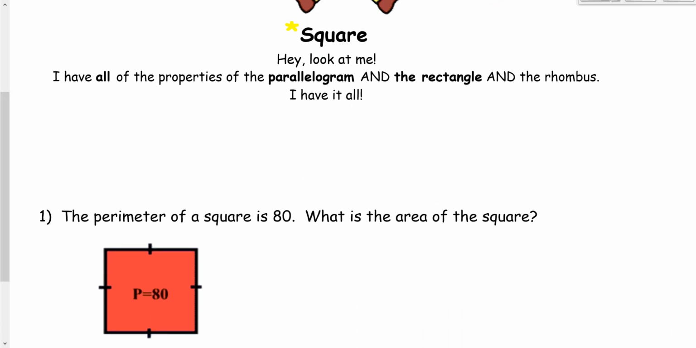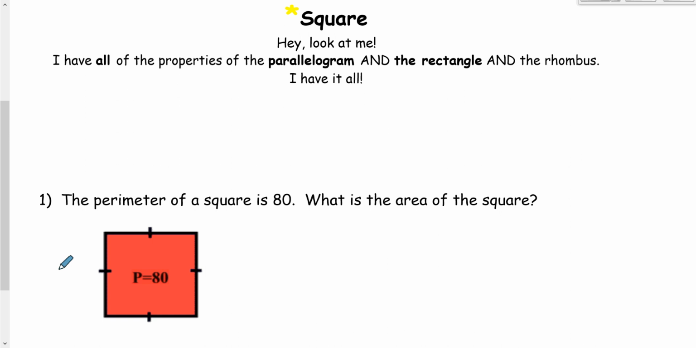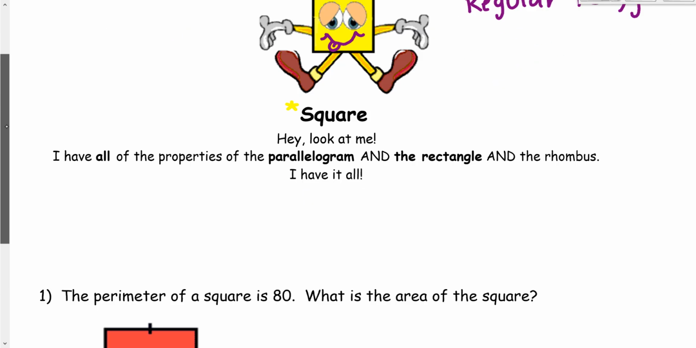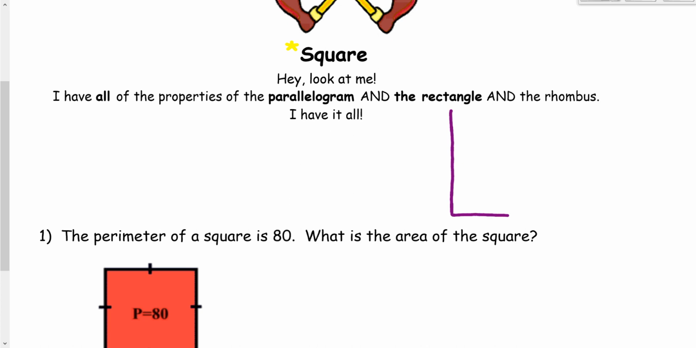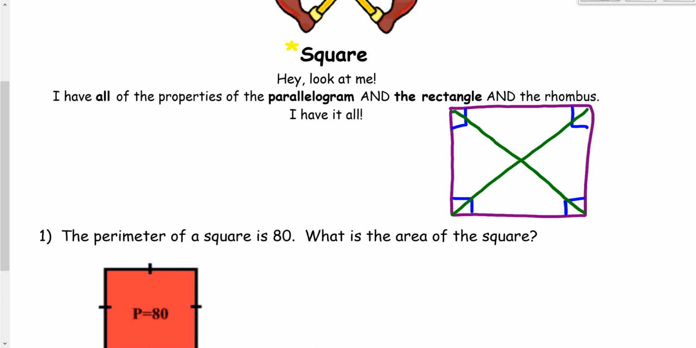So the properties of a square are given to you on your worksheet, and it's also been listed above. Now, what happens when you're dealing with a square is I'm going to draw it out. Okay? If I have a square, I know it's a quadrilateral, I know it's a parallelogram, I know that it's a rectangle, so it has 90 degrees in there, and it also has congruent diagonals that bisect each other. Okay? So these are all going to be congruent to each other.